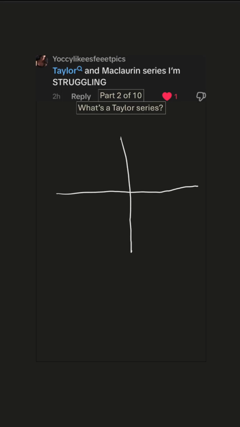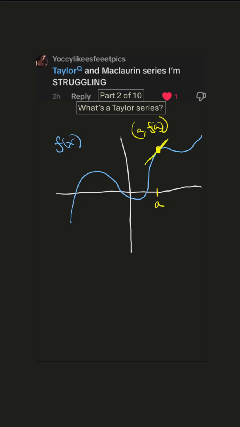What even is a Taylor series? Let me try to build some intuition and help you out. Let's say we have this function f of x. We know that if we pick an x coordinate, we'll call that a, then that corresponds to this point here. It'll be a, f of a. That's the point. And then we also know that the slope there, the slope m equals f prime of a.